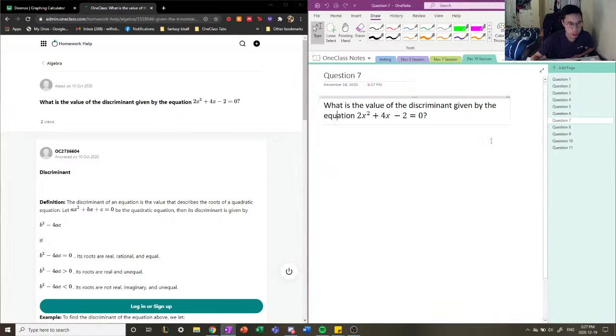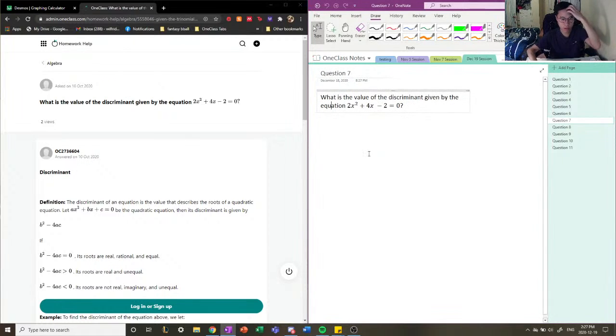Alright, so the next question is, what is the value of the discriminant given by the equation 2x squared plus 4x minus 2 equals 0? Last time I covered what the quadratic formula was: x equals negative b plus or minus the square root of b squared minus 4ac, divided by 2a. The discriminant is based off this formula, and the discriminant, or D, I'll write D for now, is equal to b squared minus 4ac.